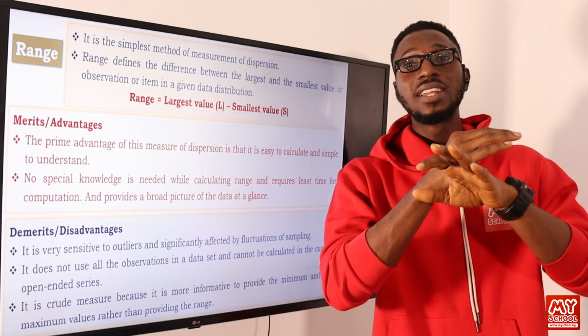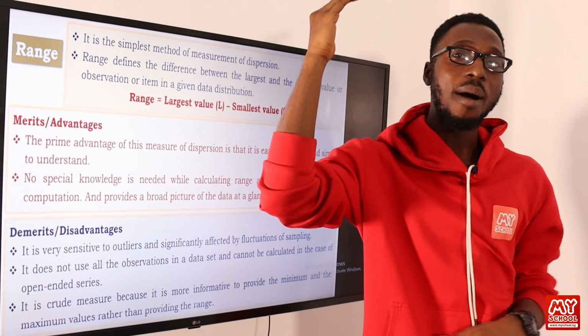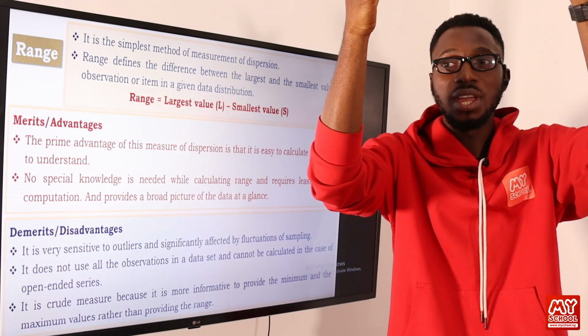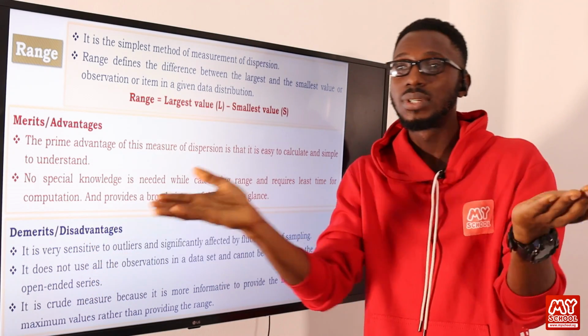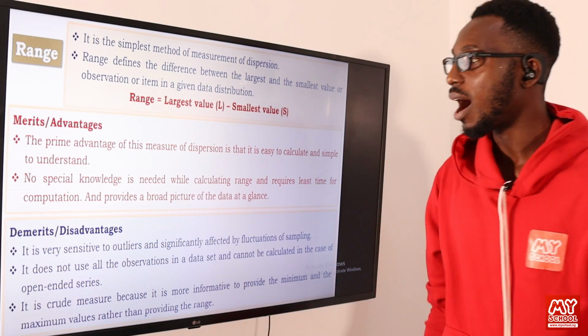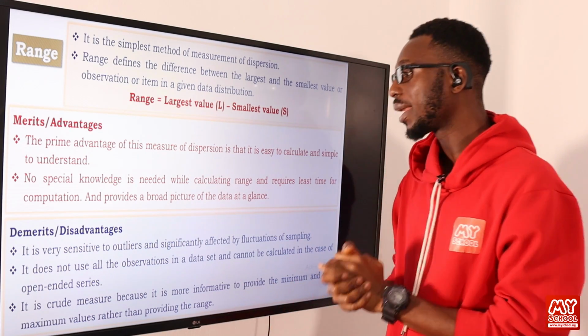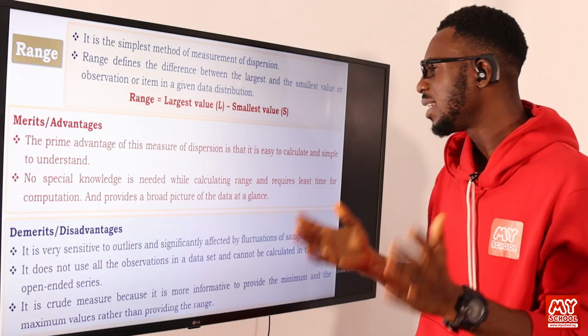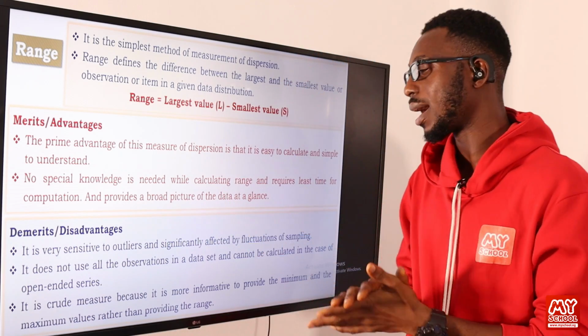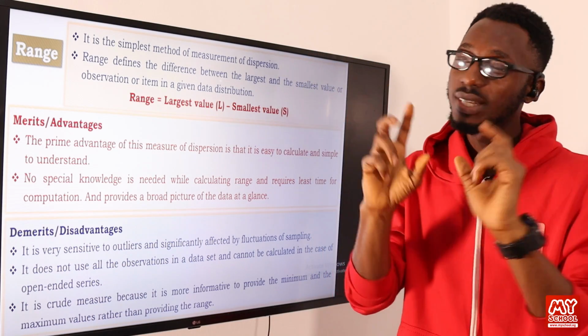So if you have a set of given data, you just look at the member with the highest value. Then you look at the member with the lowest value, then you take their difference. So you see that you get your range. You can say no special knowledge is needed while calculating range and it requires the least time for computation. Hence it provides just a broad picture of the data at a glance, nothing specific.